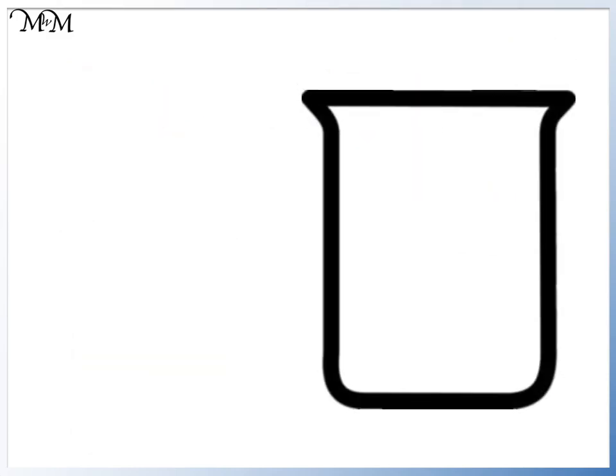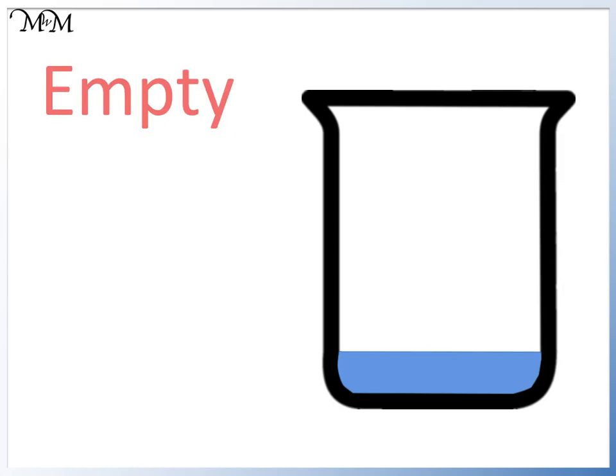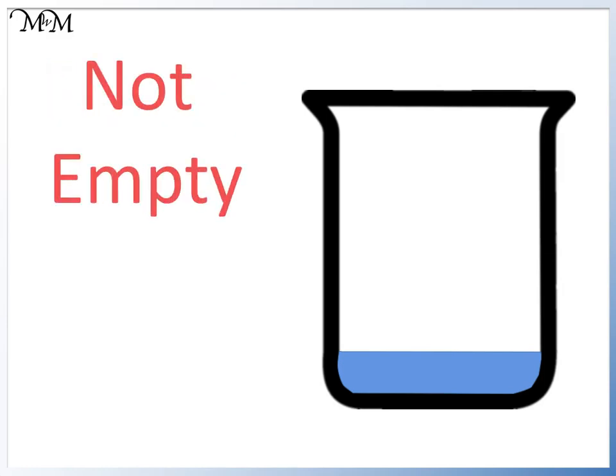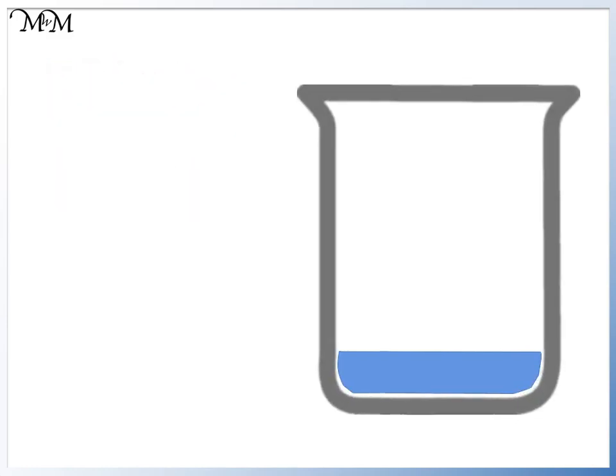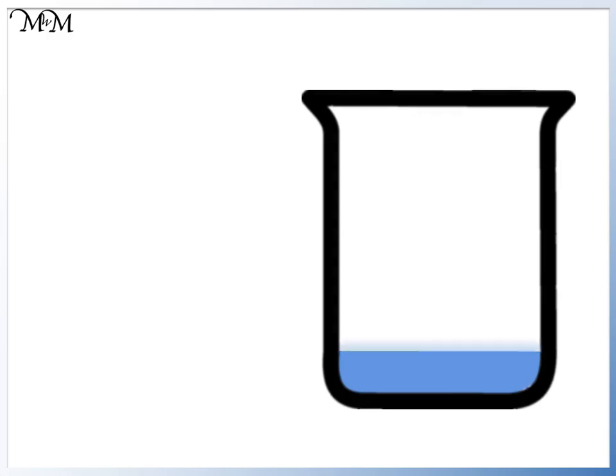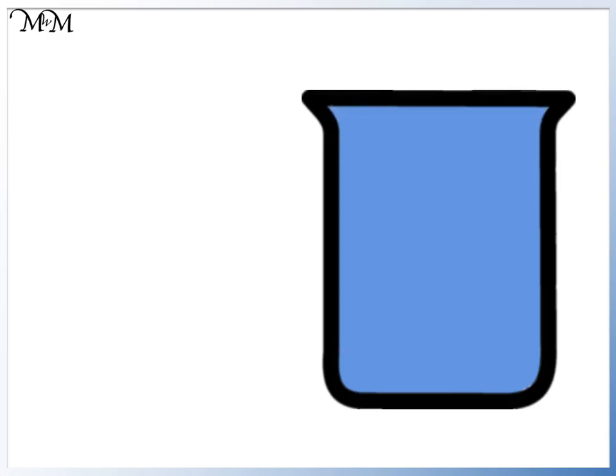This container is currently empty. As soon as anything goes into it, it is not empty. We will now add more water until it fills the whole container. We say the container is full. Anytime there is no more space for anything else, we say it is full.